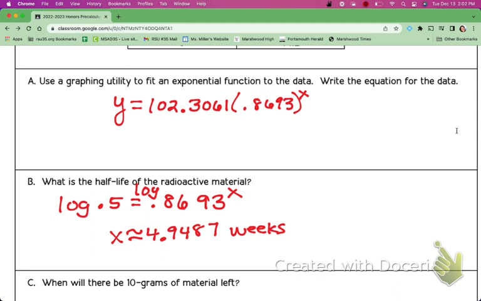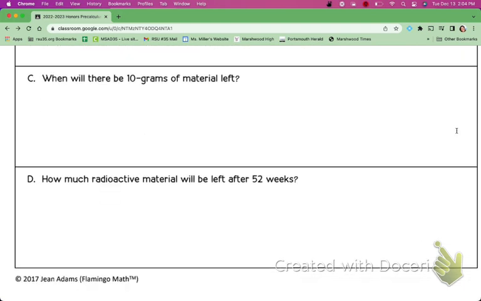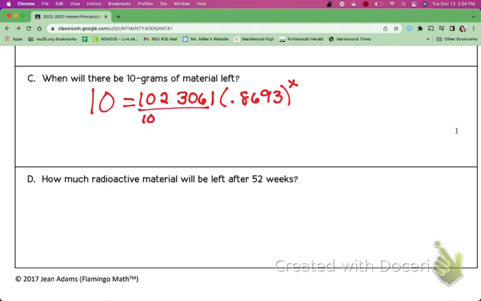For part C, we're going to do the same thing for 10. So set 10 on the left. Can I erase this? We're okay? So C, we're going to put 10 on the left. So 10 is equal to, oh, I'm writing really small, 10 is equal to 102.3061 times 0.8693 to the x. Divide this out.